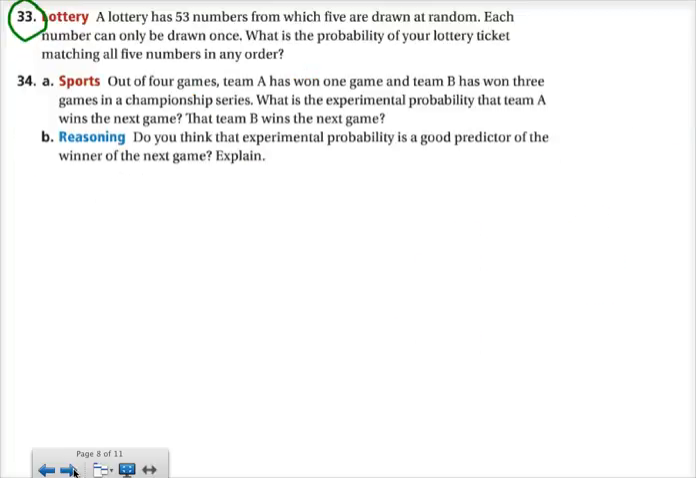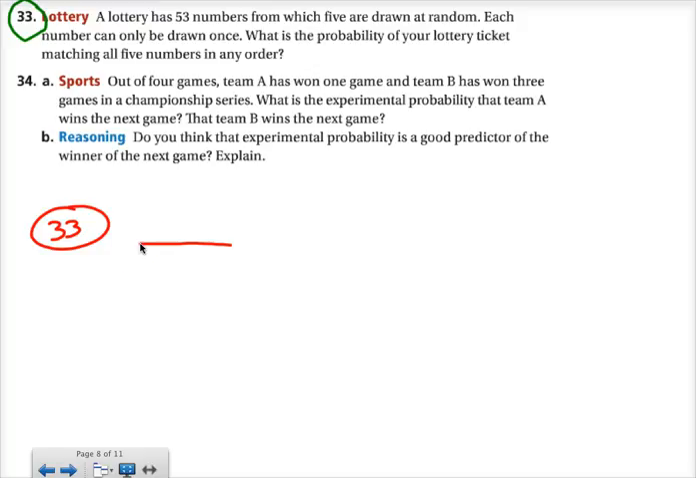All right, number 33, a lottery. Ooh, that sounds good. All right, 33 says we've got a lottery with 53 numbers from which 5 are drawn at random. Each number can only be drawn once. What is the probability of your lottery ticket matching all 5 numbers in any order? Oh, when that day comes, you're not going to see me the next day in school.